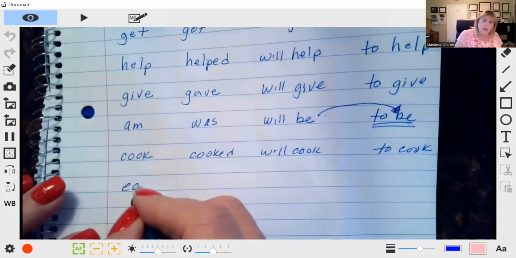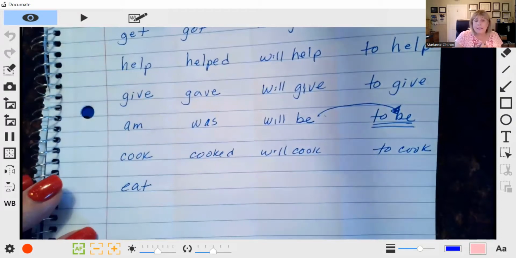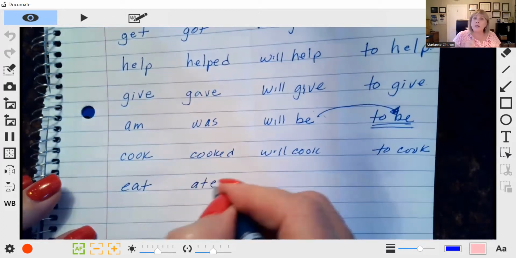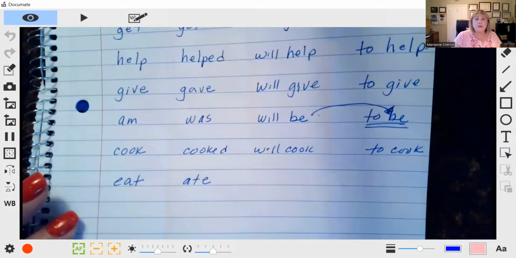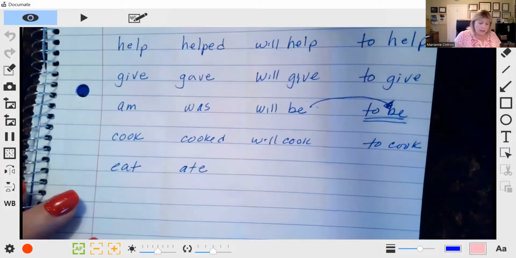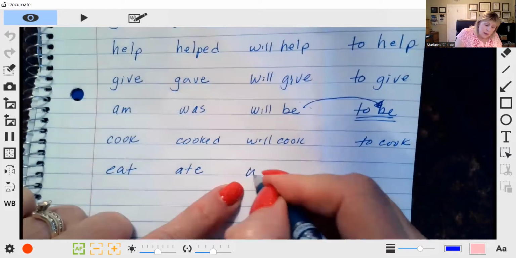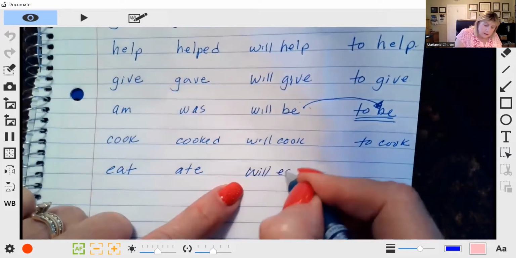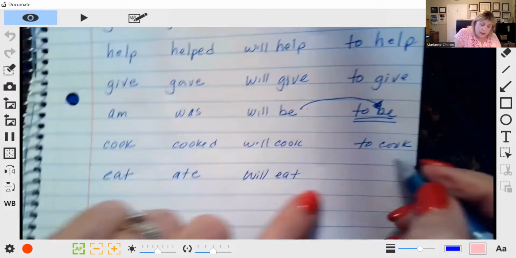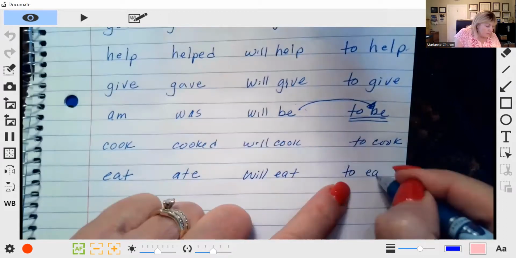Eat. So today I eat lunch at noon. Yesterday I ate lunch at 11. Is that a regular or an irregular verb? And she's going to know now it's irregular. Look how it changes. Ate. But tomorrow I will eat at 12 again, and the infinitive is to eat.